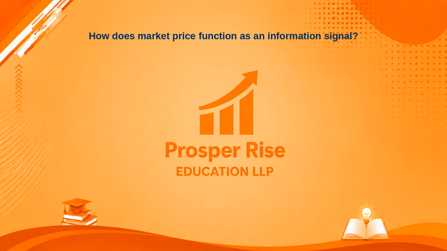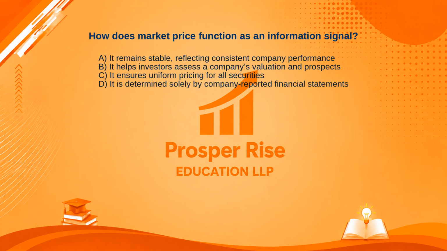How does market price function as an information signal? Here are your options. A. It remains stable, reflecting consistent company performance. B. It helps investors assess a company's valuation and prospects. C. It ensures uniform pricing for all securities. Or D. It is determined solely by company-reported financial statements.